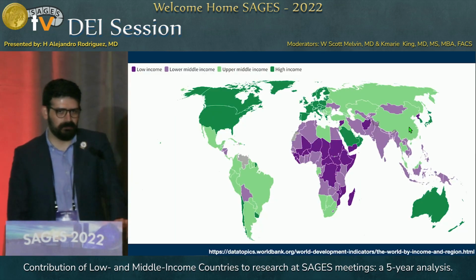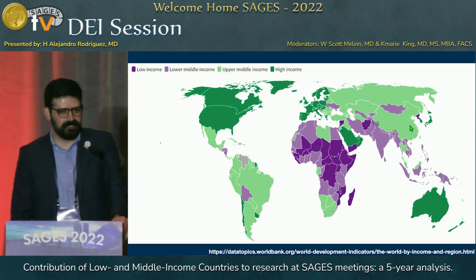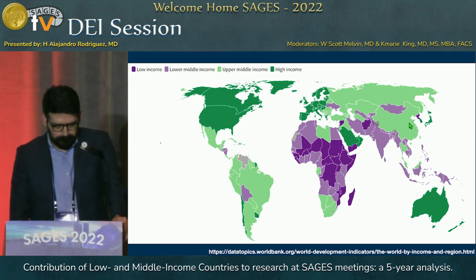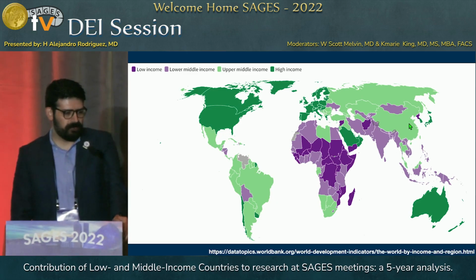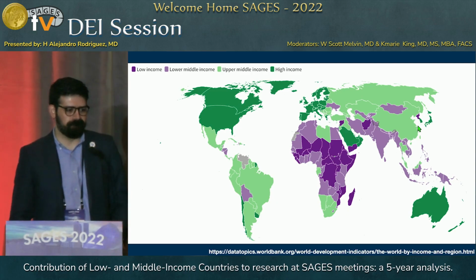So this is a map of the world. That's what that looks like. Those deep, dark greens will be high income countries. The clear greens will be upper middle income countries. Clear purple, lower middle income countries. And deep purple will be low income countries. This classification, again, is from the World Bank, and essentially we have United States, Canada, Western Europe, some states in the Middle East, Australia, New Zealand, and Japan and South Korea over here. So the rest of the world falls into this category of LMIC.